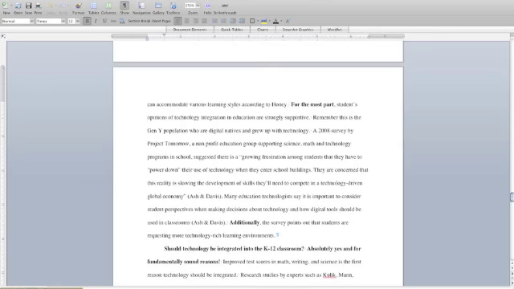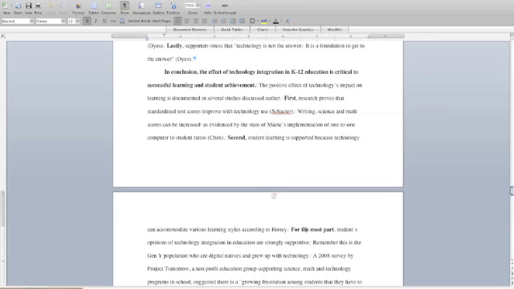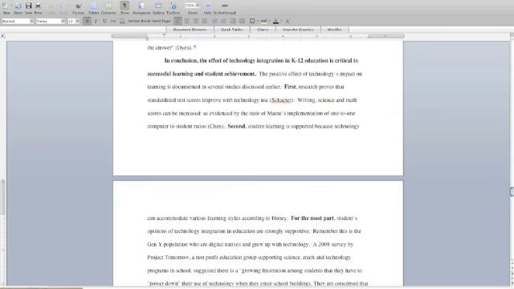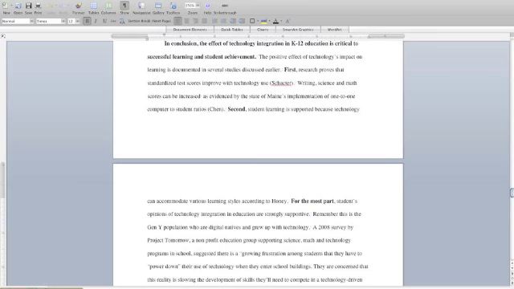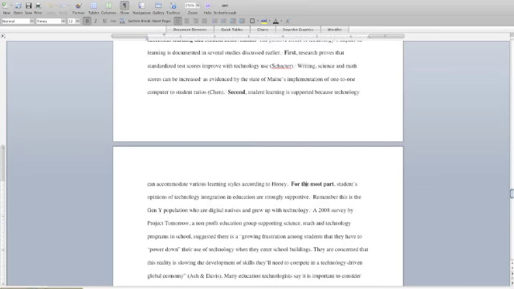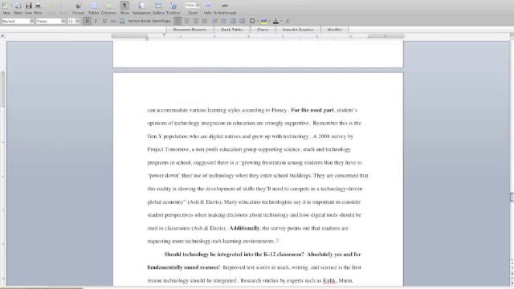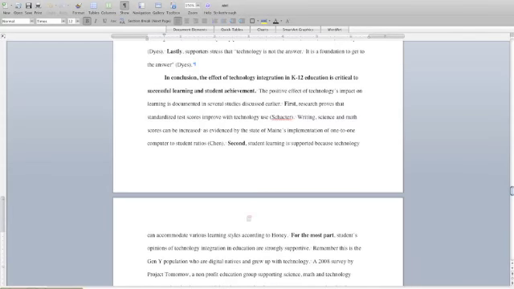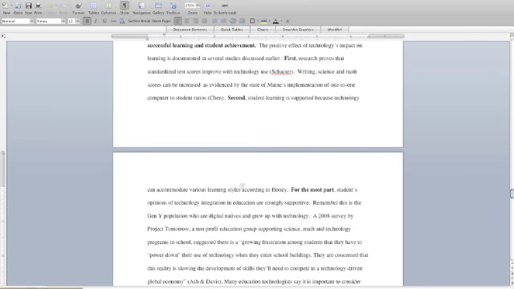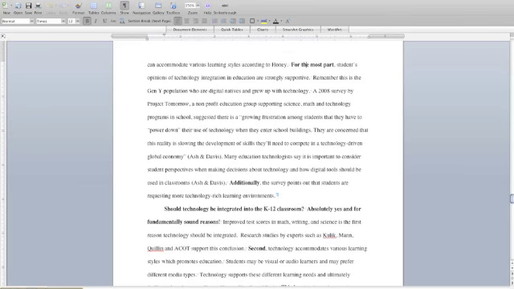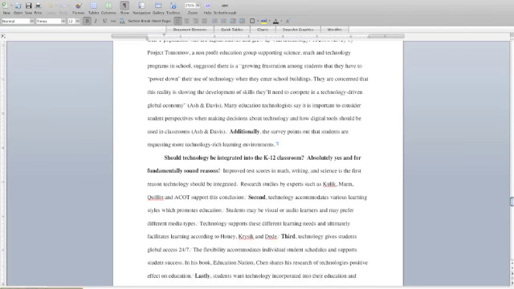Right away, I just want you to pay attention to the transition words first, second, for the most part, okay? They move you through the research support, okay? First, research proves, okay? Second, student learning is supported because technology can accommodate, according to Honey. Okay? All right, so this is a good first closing paragraph with specific examples highlighted with transition words using the research from the paper.